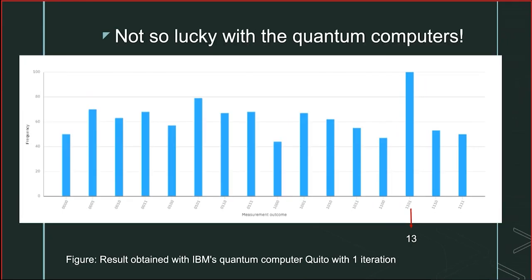Finally, this is the outcome when we tested our circuit on one of IBM's computers, IBM Q Quito. As you can see, the number we are looking for still has a higher probability than the other numbers, but the overall plot is not so nice as the simulation due to errors.